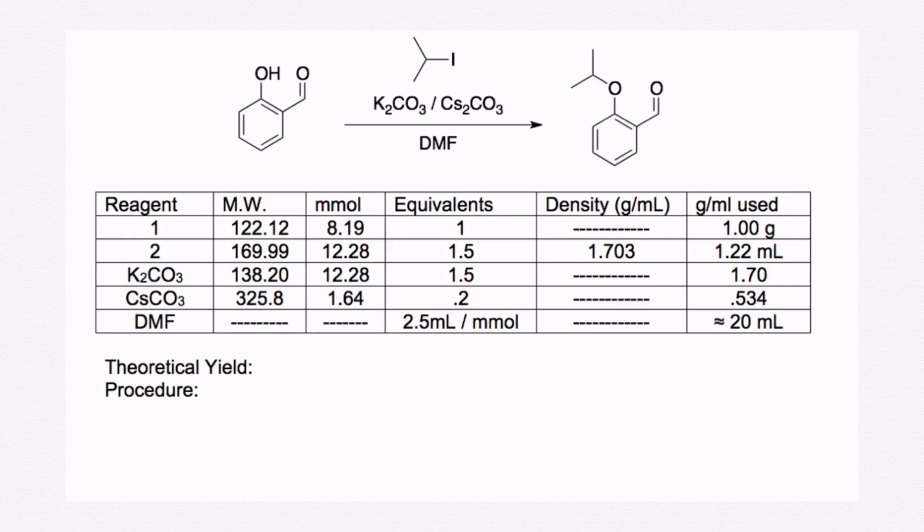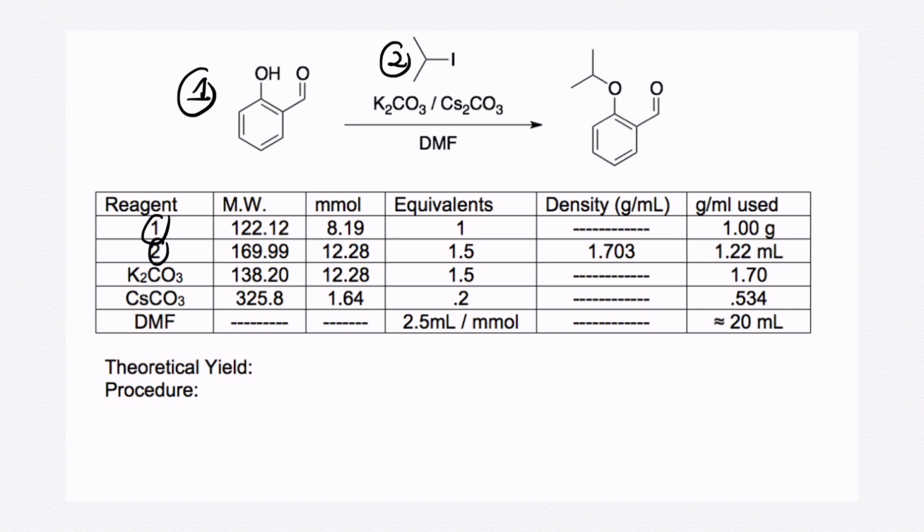Next is a little bit of a shortcut. Instead of writing out salicylaldehyde or some other complicated molecule names, we could just put a number 1 right next to it. So the 1 right here correlates to the 1 in my table. And then I'm also going to do the same thing for 2-iodopropane, where that 2 correlates to the 2 in the table.